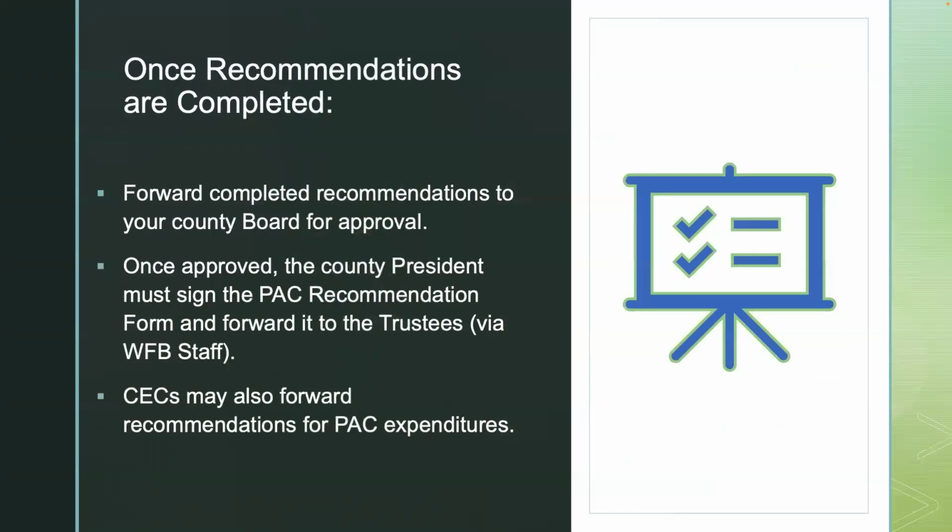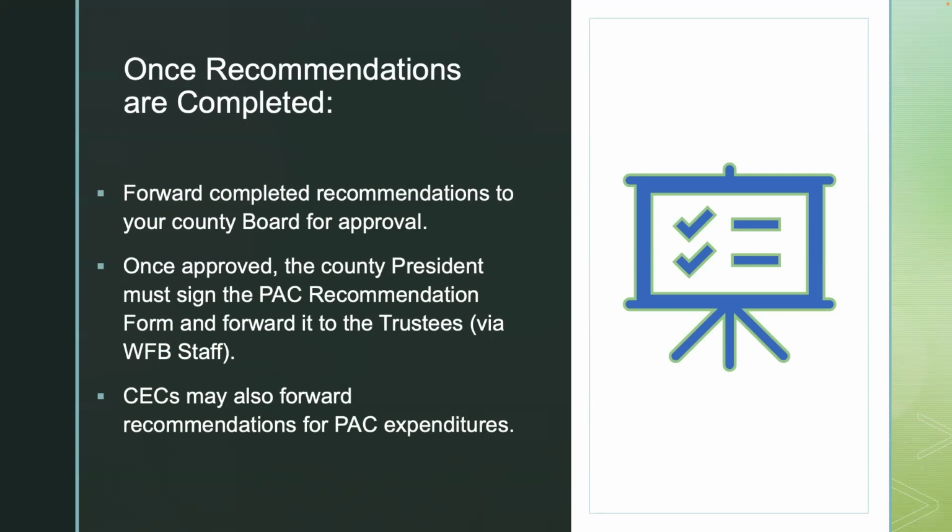Now, once the recommendations have been completed and compiled and brought together, once that deadline has been met and all of the CEC recommendations have been submitted, what then? Well, forward completed recommendations to your county Farm Bureau board for approval. So again, once the recommendations have been completed, they will be submitted to the board. The board president must sign off on the recommendation form and forward it to the trustees of the PAC.